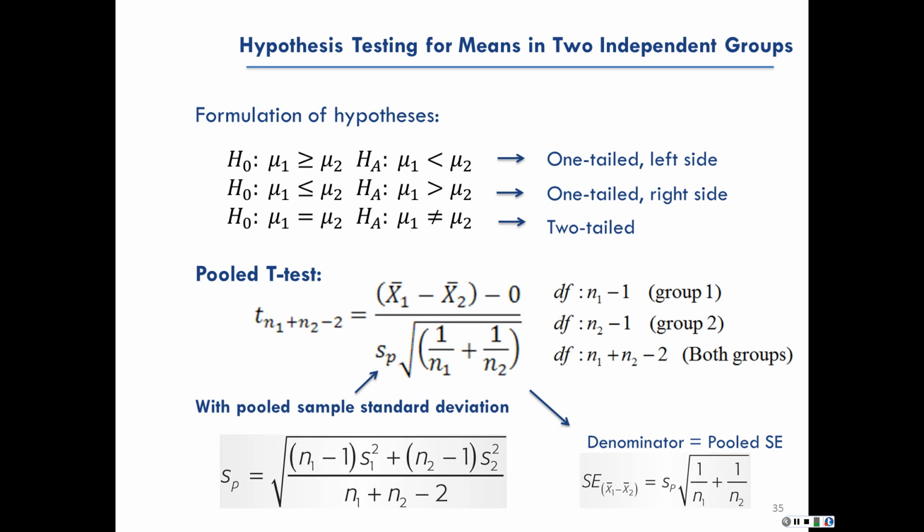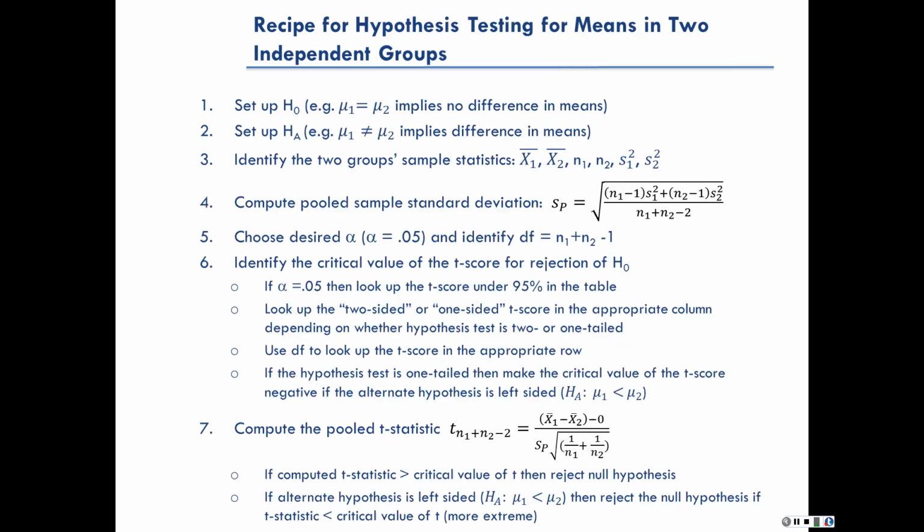The other thing to note on this page is that the t-test is associated with certain degrees of freedom, and that's why N1 plus N2 minus 2 is in the subscript. Those are the degrees of freedom for both groups together. We're just adding the sample sizes for both groups and subtracting 2, and that gives us our degrees of freedom for the pooled t-test. And that leads us to this recipe for hypothesis testing for the means in two independent groups. I've also put a copy of this in the document that I've posted on Blackboard with the other recipes for hypothesis testing.